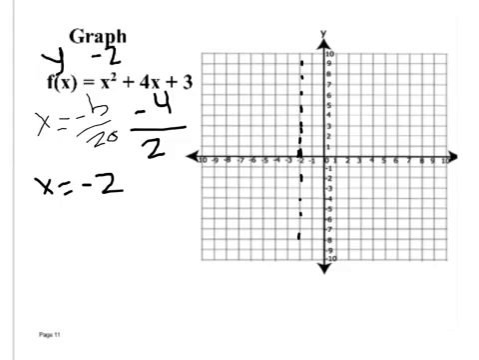So negative 2 squared plus 4 times negative 2 plus 3. Negative 2 times negative 2 is 4. 4 times negative 2 is negative 8. So 4 minus 8 is negative 4. Negative 4 plus 3 is negative 1.